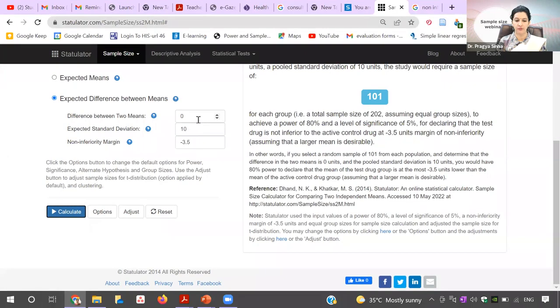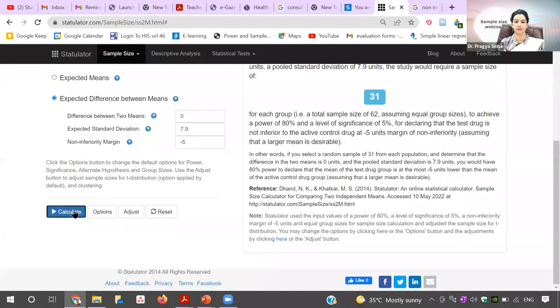So yes, 5 was what? It is 0. Expected standard deviation was 7.9. And this was 5. So it was 38. But remember, this alpha was, I guess, 2.5.